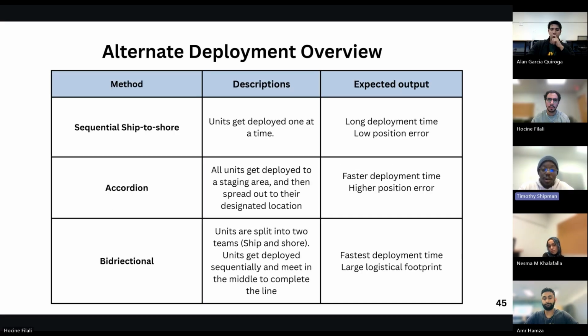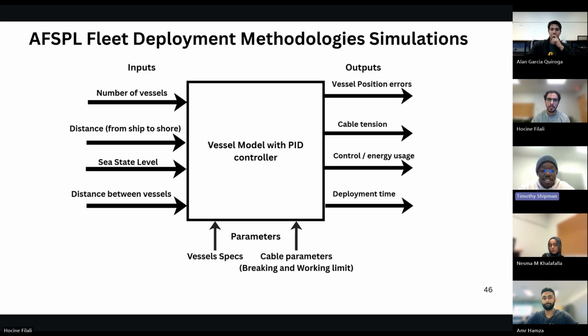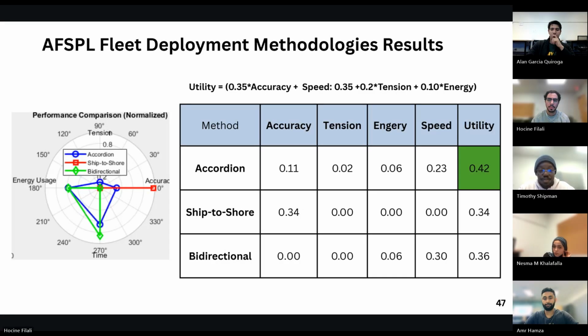Ship to shore is basically deploying 1 unit at a time on the timer. Accordion is deploying all units at once and have them spread out to their designated location. And bidirectional is splitting the platforms into 2 groups and then having them meet in the middle to complete the line. The IO diagram for this is slightly different, with the introduction of cable parameters and tension for our outputs.